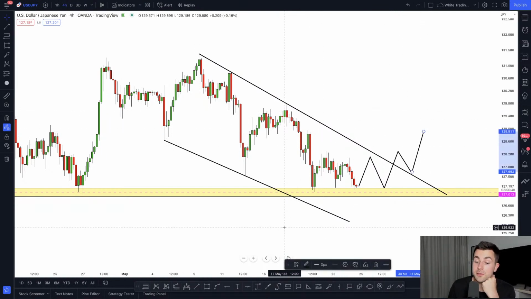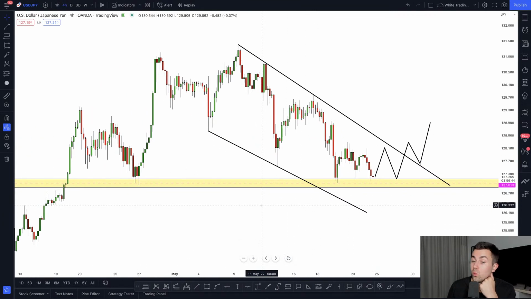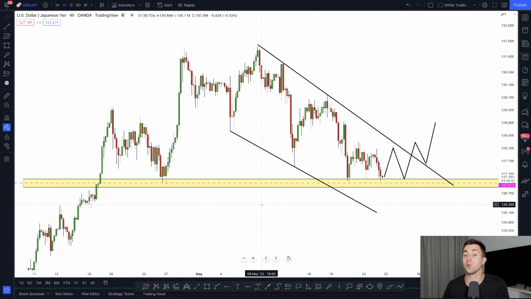Yeah, so an important decision is ahead on dollar yen. I don't know what will happen. Of course, the trend is bullish, and of course, trend is our friend. So the probabilities are higher that the market will start growing again. But still, consider a bearish scenario as well.